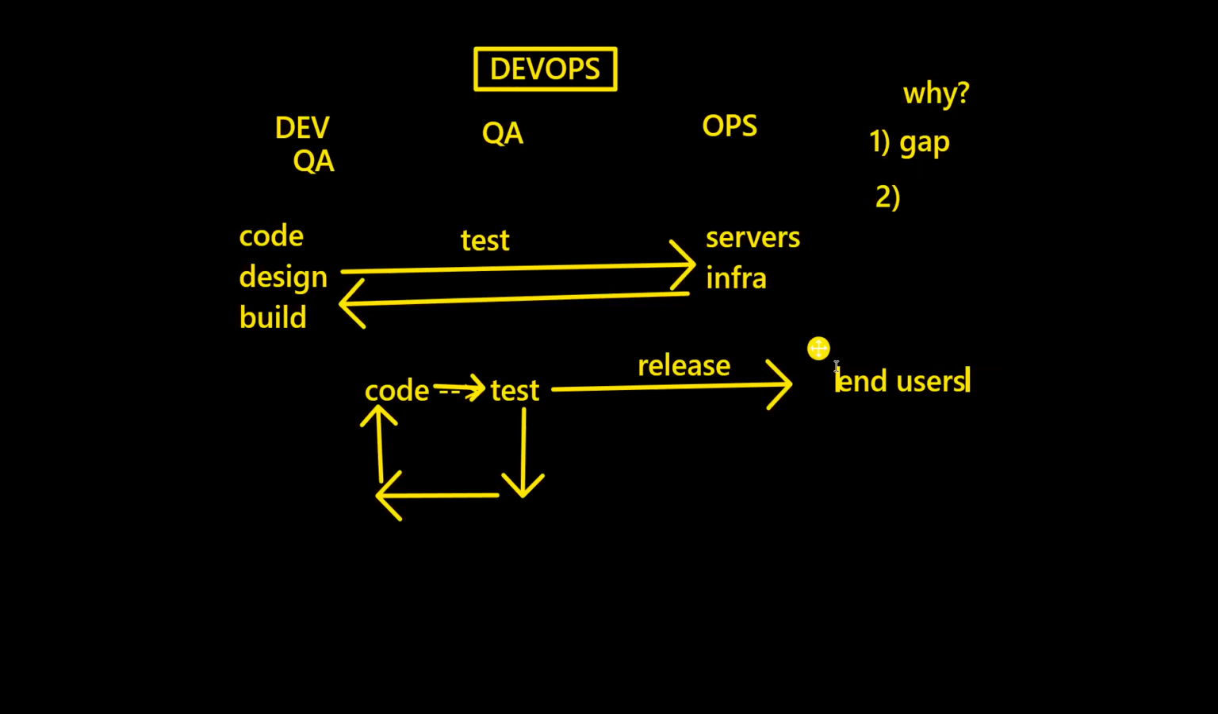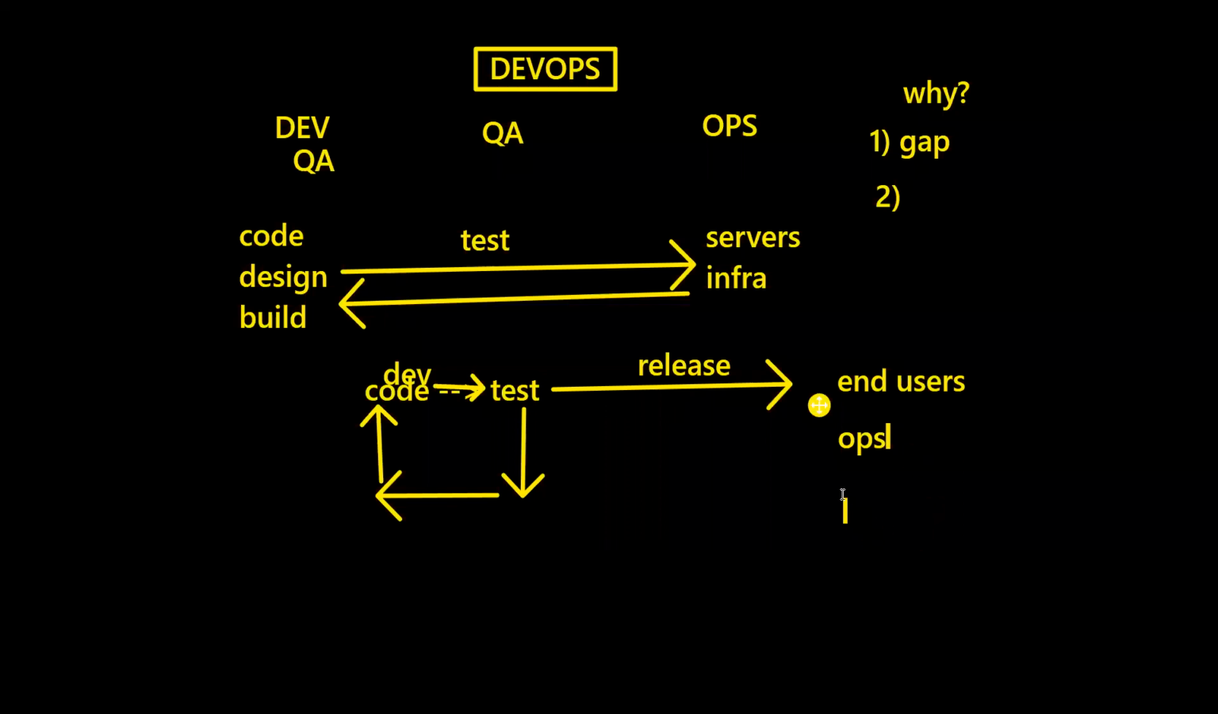So what is happening in the traditional approach is, developers write the code, testers test it, and for release, they will hand over this application to ops teams. I'll come to the questions in the chat window in some time, so please listen here. Developers write the code, QA people test it, and once the application is ready for release, they hand it over to ops teams.